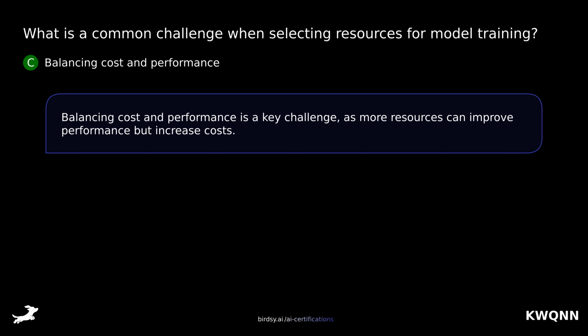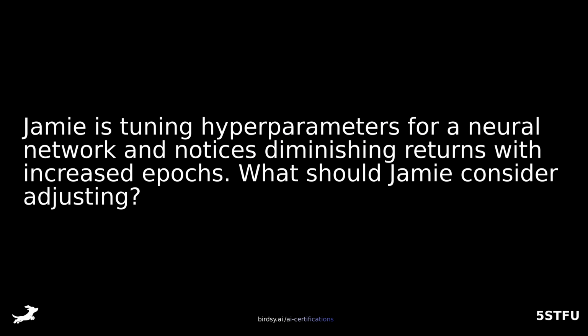Balancing cost and performance is a key challenge, as more resources can improve performance but increase costs. Jamie is tuning hyperparameters for a neural network and notices diminishing returns with increased epochs. What should Jamie consider adjusting?